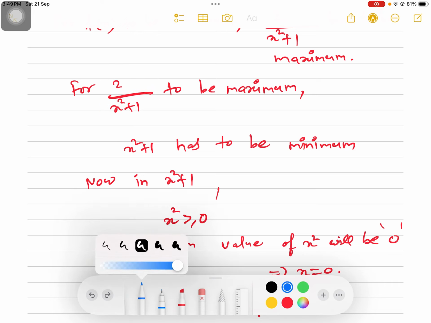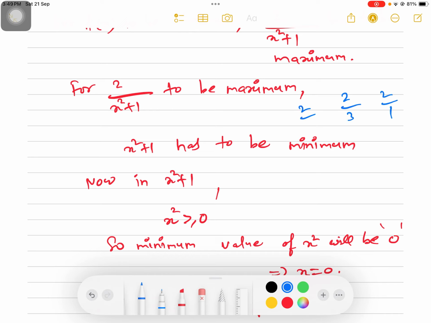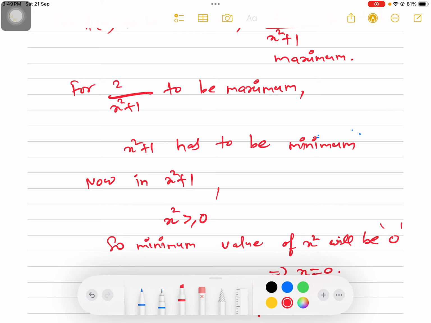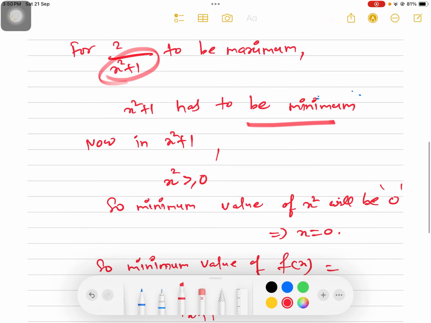Example, I'll give you one. Suppose I have 2 by 3, 2 by 1, and 2 by 2. If you compare, the minimum value in the denominator is 1. Actually, if you compare all these three fractions, the greatest value is 2 only. 2 by 3 is 0 point something, 2 by 2 is 1 only, and 2 by 1 is 2. So 2 is the maximum value, which means the denominator has to be minimum to make the fraction the greatest value. So this part, x square plus 1, has to be minimum.